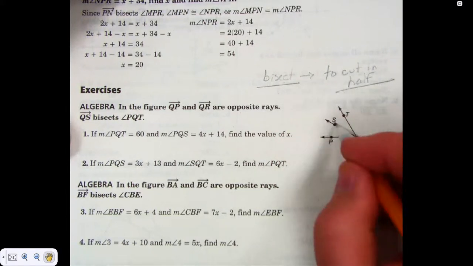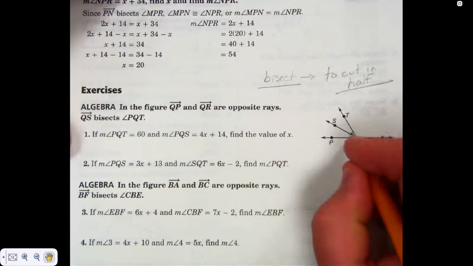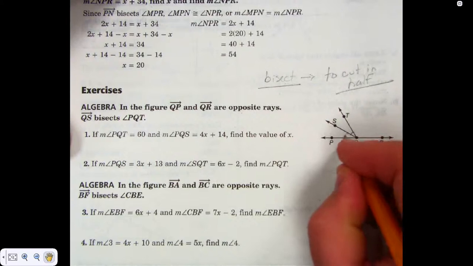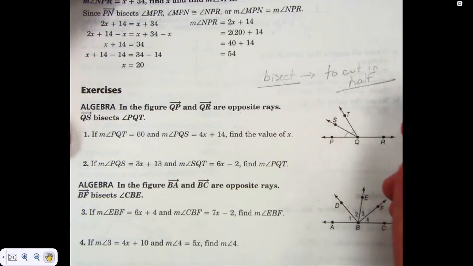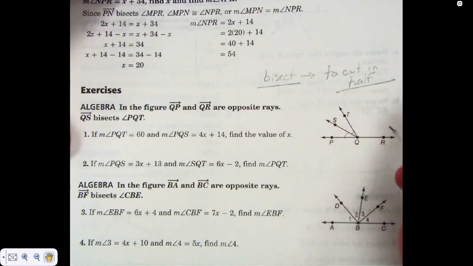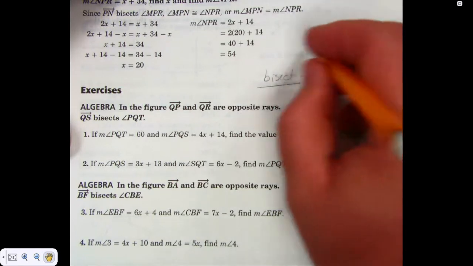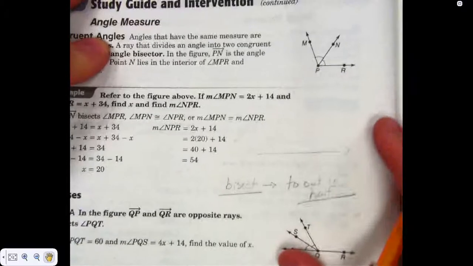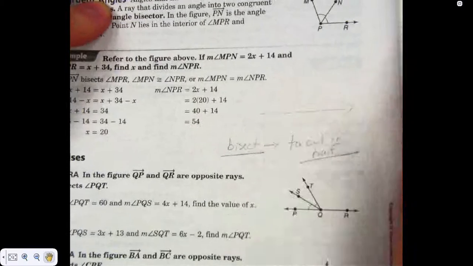Basically, by saying that this bisects this, I'm saying that this angle is congruent to this angle. And we mark that on our picture by just one mark. See the picture up here at the top? See how they've got that marked like that?